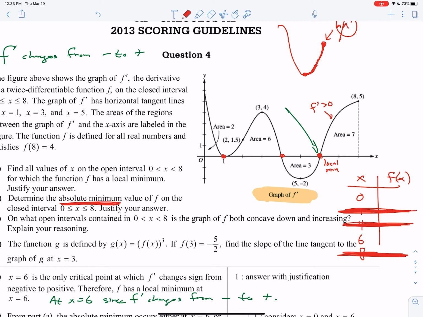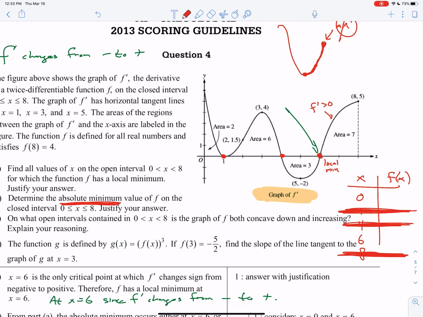Now, 0 starts somewhere. We don't know. But right after 0, you notice that f prime is actually positive. What does that mean? That means that f is actually increasing. So is it possible for this to be a minimum? Yes, so we do have to consider it. So we're down to just 0 and 6.